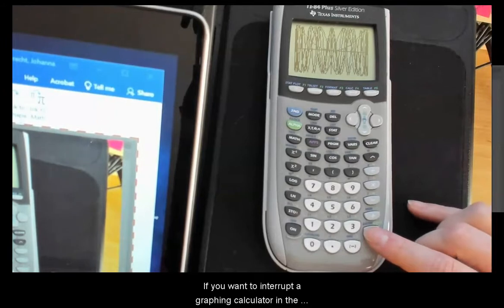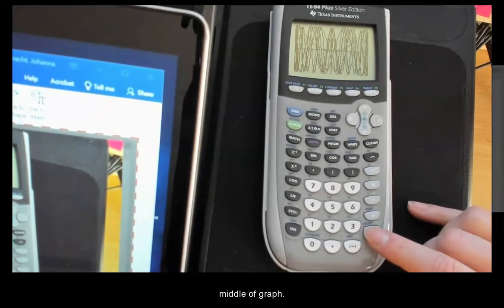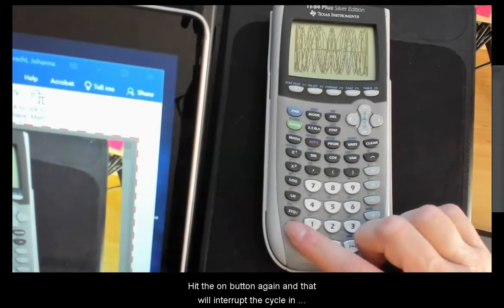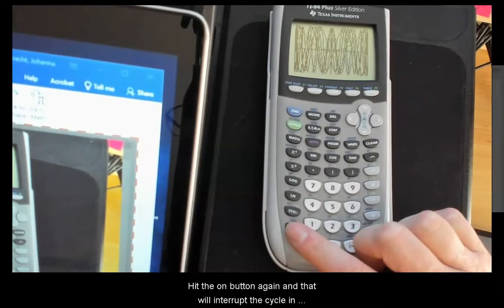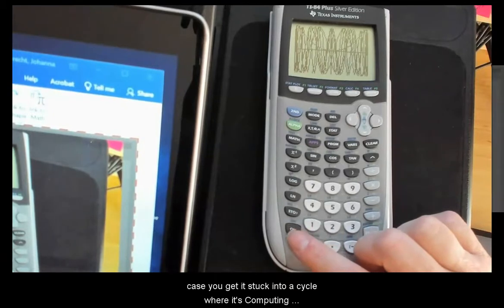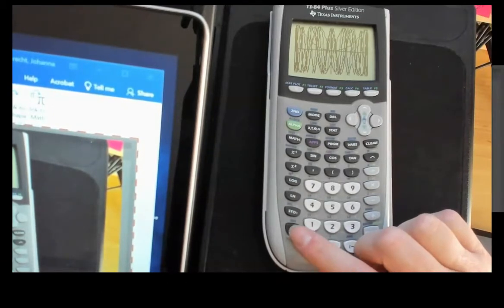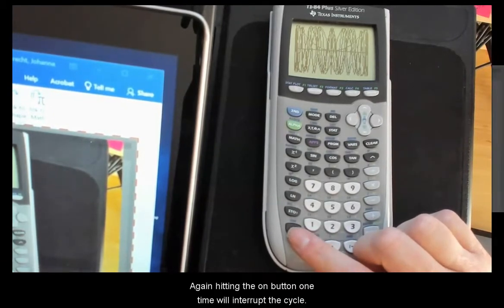If you want to interrupt the graphing calculator in the middle of graphing, simply hit the on button again, and that will interrupt the cycle in case you get it stuck into a cycle where it's computing too many points. Again, hitting the on button one time will interrupt the cycle.